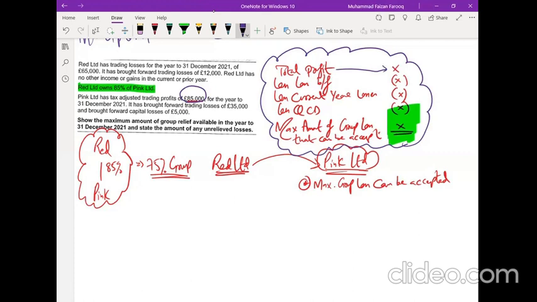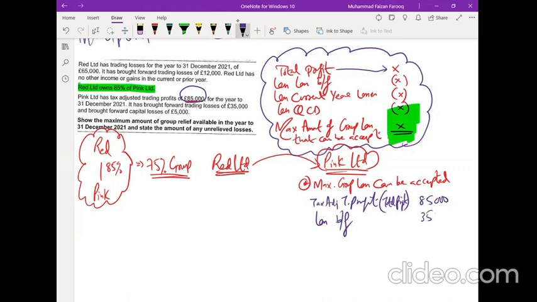Total profit is the amount before TTP in the format of corporation tax. In this one, we only have tax adjusted trading profits. There is no property income, no interest income, nothing. So this 85,000 is also known as the total profit. After this, any loss brought forward? They have 35,000.